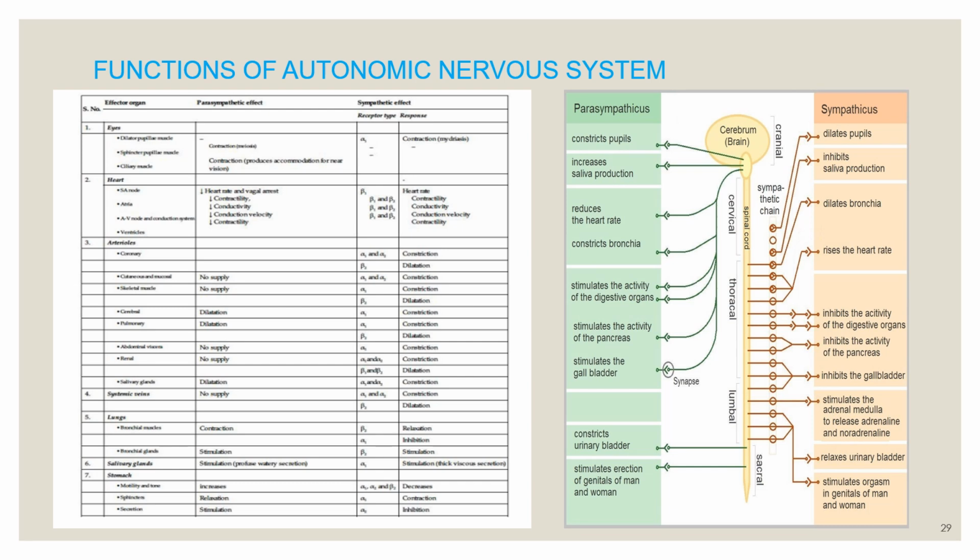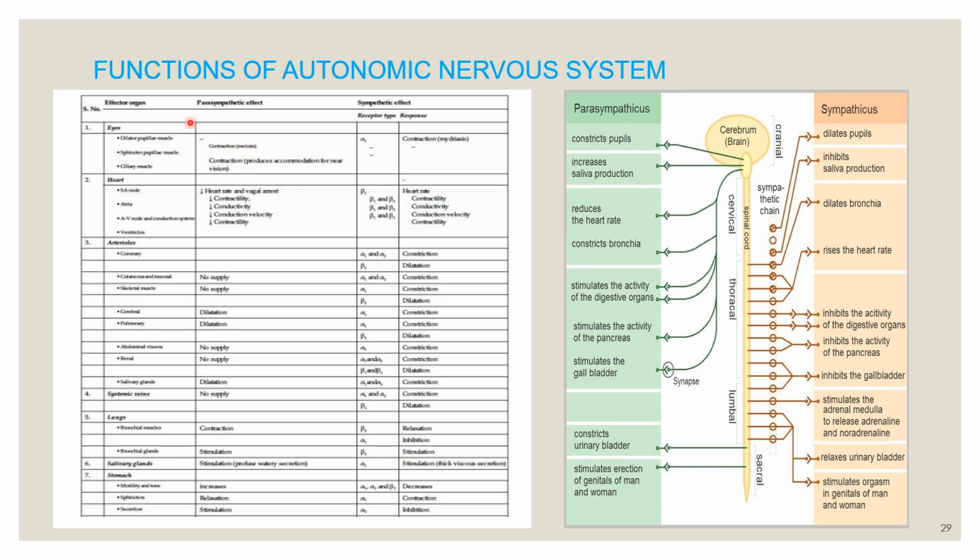Now coming to the last topic in this discussion, the functions of the autonomic nervous system. What are the functions of the sympathetic nervous system and what are the functions of the parasympathetic nervous system? First we will go from top to bottom, that is from the eyes. The eyes have a dilator pupillae muscle, sphincter pupillae muscle and ciliary muscle.